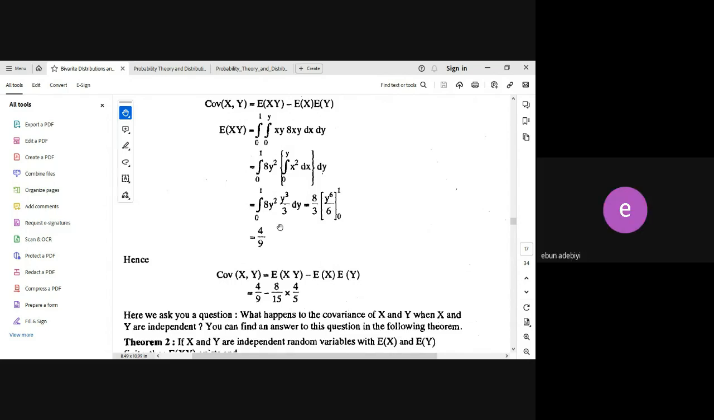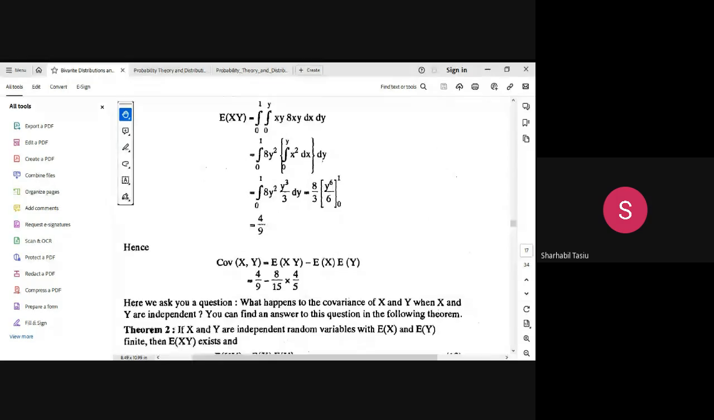We now substitute over the interval. With 0, it disappears. So y gives us this, and y cubed over 3. After we got that, we now integrate with respect to y. That's it. It's clear, right? Now this gives us 4 over 9.